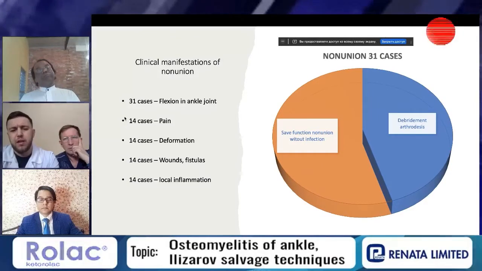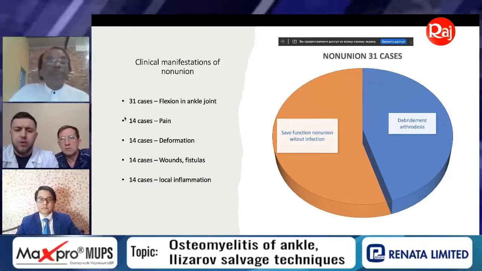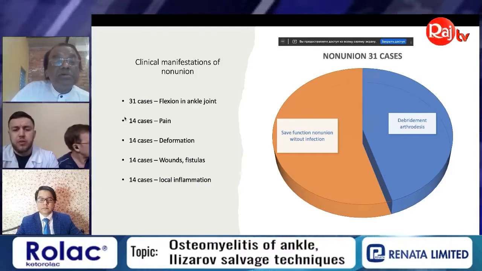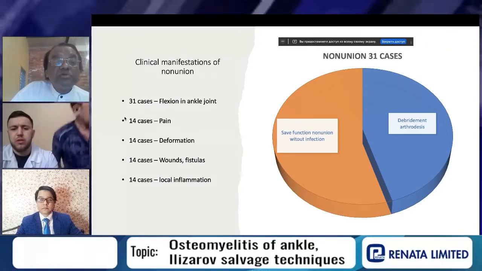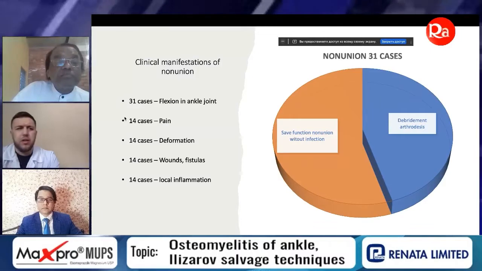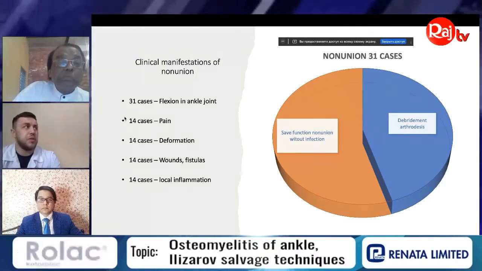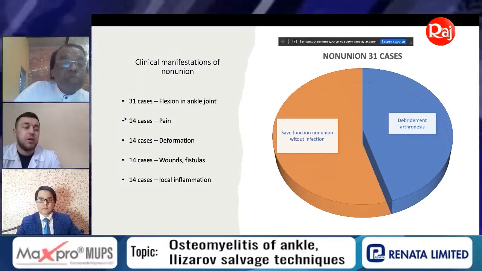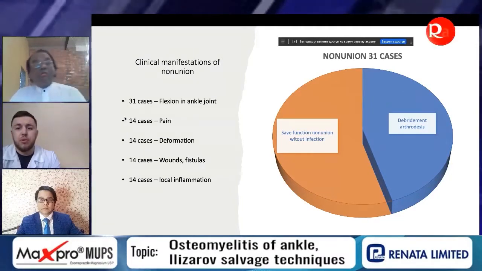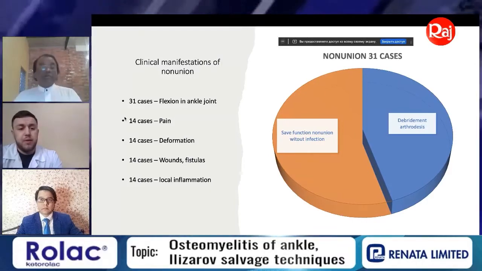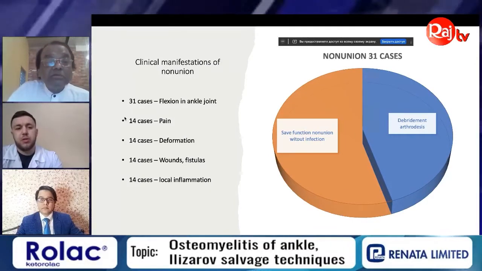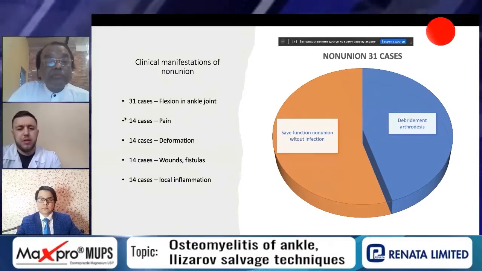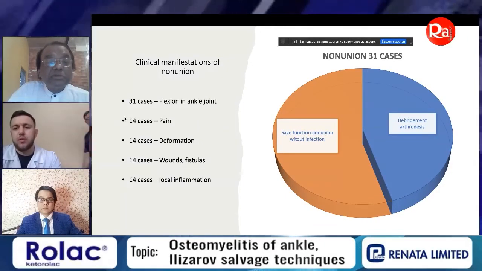Patients have had a good function of the ankle joint, don't have deformity or recurrence of infection, and they are good. They use their operated limb without any troubles. But 14 cases had manifestations of pain or recurrence of infection.